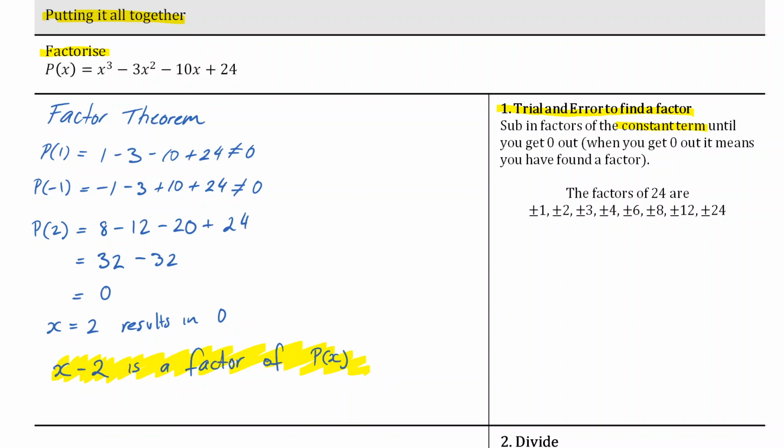Because remember, what we would end up doing is we would end up going x minus 2, set that equal to 0, then solve for x, that equal to, then sub that in. So because we subbed 2 in, it means x minus 2 is our factor. Perfect. So we found a factor.